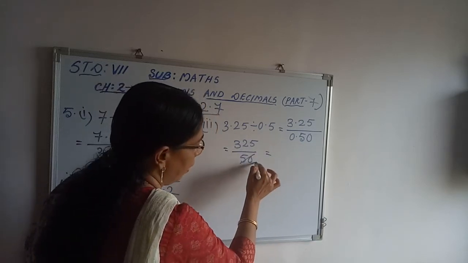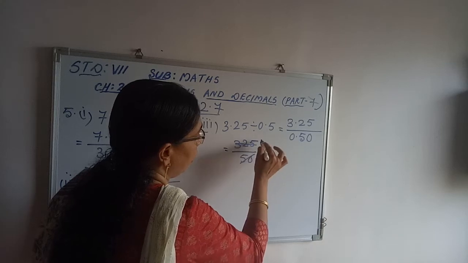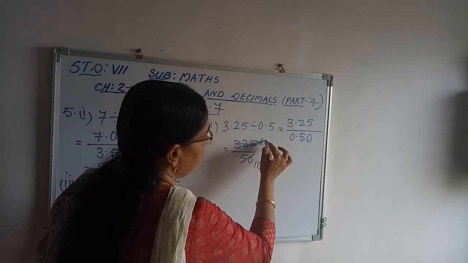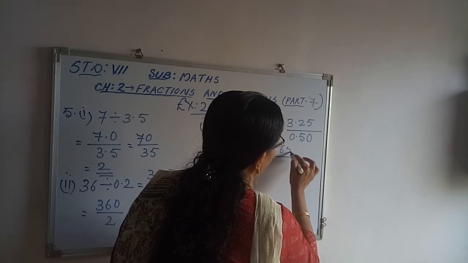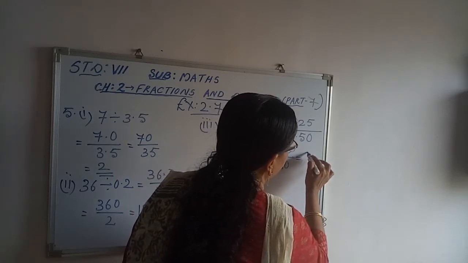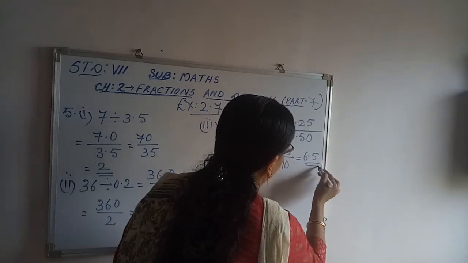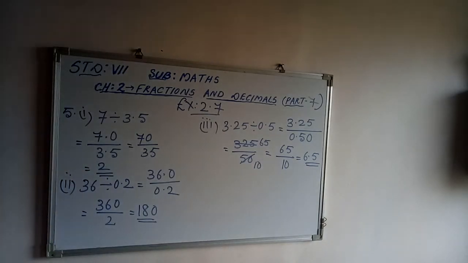Simplify with 5. 5 tens are 50. 5 sixes are 30. Then 5 fives are 25. We will get 65 upon 10, which can be written as 6.5. So 6.5 is the answer. Now the fourth one.